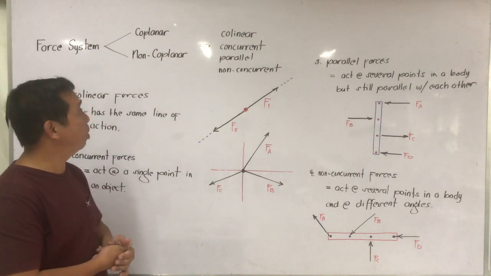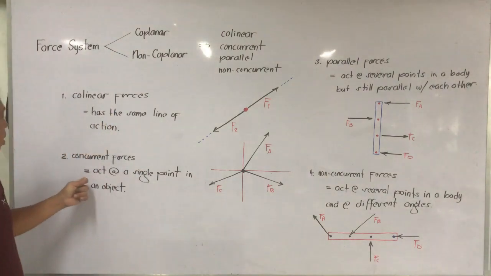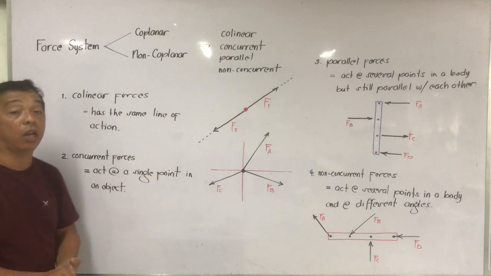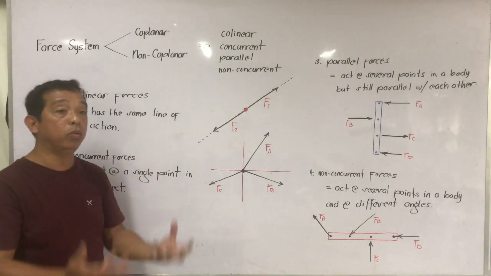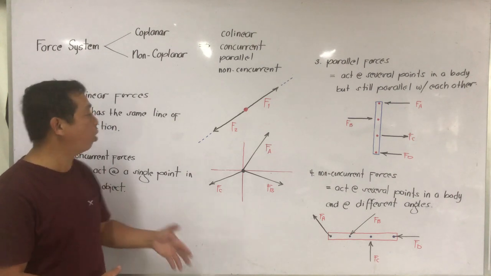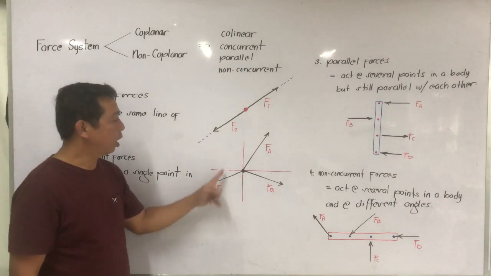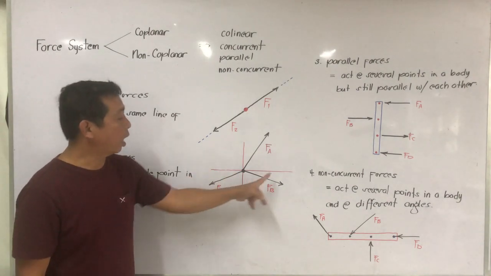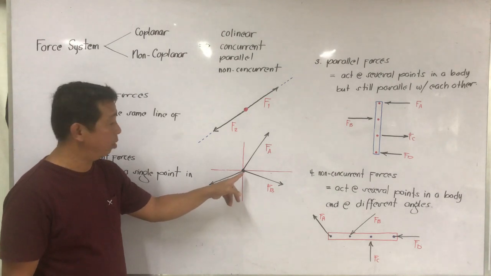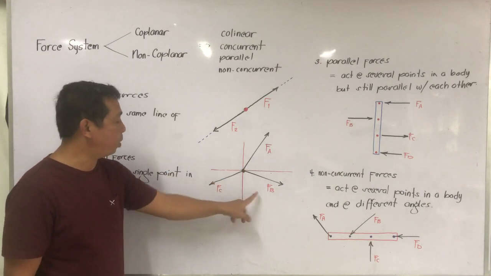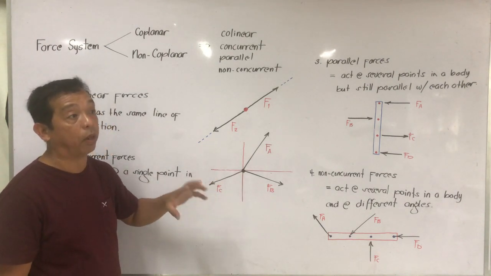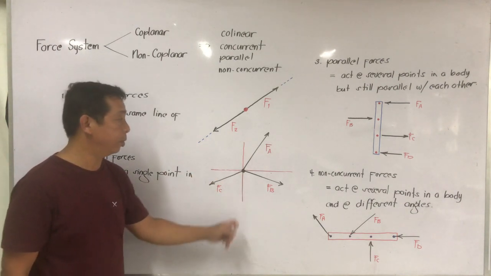Concurrent, when you say concurrent, these are forces that act at a single point in an object. They pass through a single point, they share a common point. So, that is concurrent forces. Ito yung halimbawa. So, sa XY coordinates, there are 3 forces acting. Yung point na yun, FA, FB, and FC. They act on a single point pero on different directions.